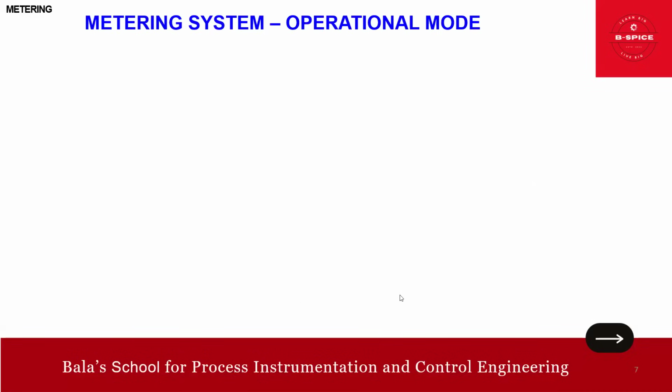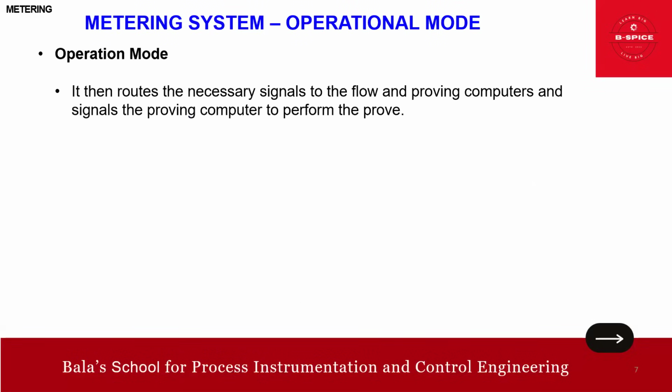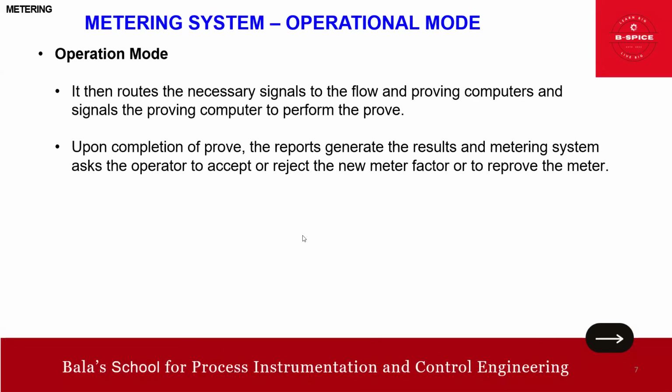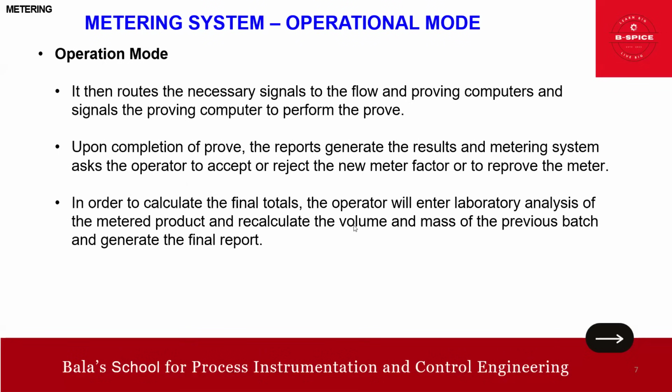Okay. So to add on further, it then routes the necessary signal to the flow and proving computer and signals the proving computer to perform the proof. So upon completion of the proof, the report generates the result and the metering system asks the operator to accept or reject the new meter factor or to reprove the meter. So the new meter factor and all, we covered in our previous sessions actually, how to calculate all these, right?